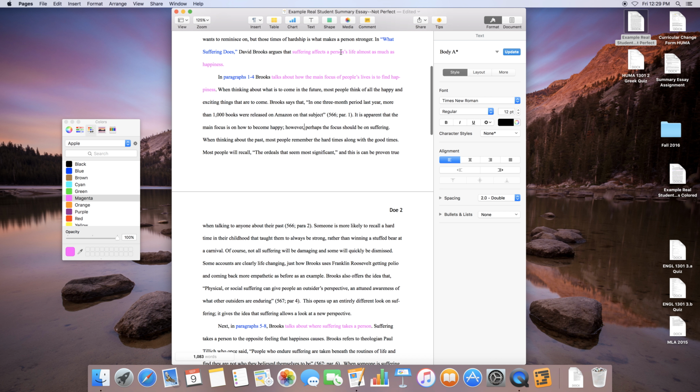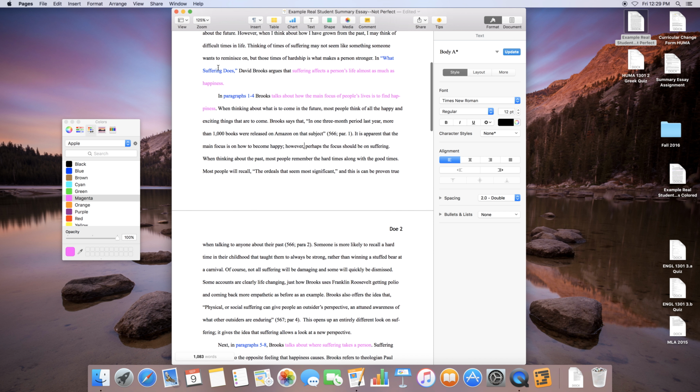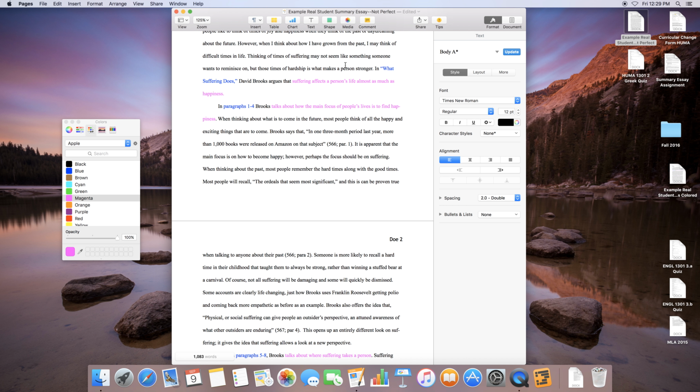All right, so your more specific idea needs to fill in here. So what we need to do after this is not go off the train tracks. So think of lining the colors up. Here it's lined up exactly. Paragraphs 1 through 4 would directly line up with the subject and what suffering does.